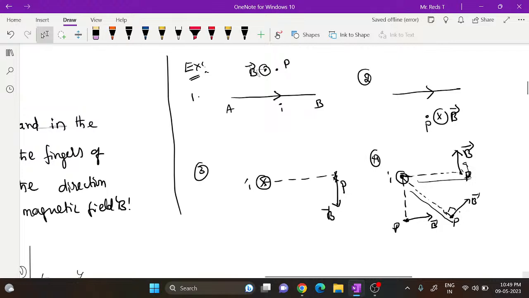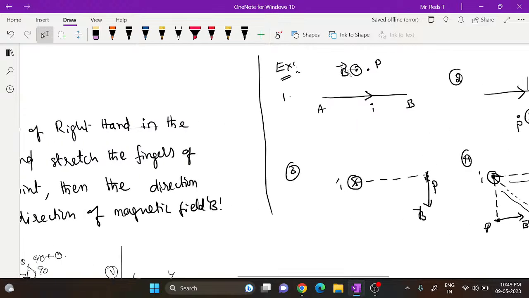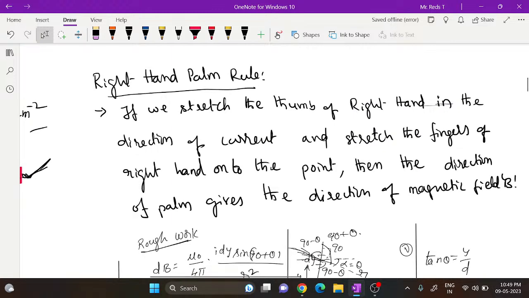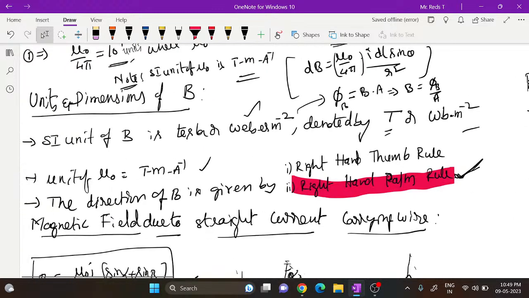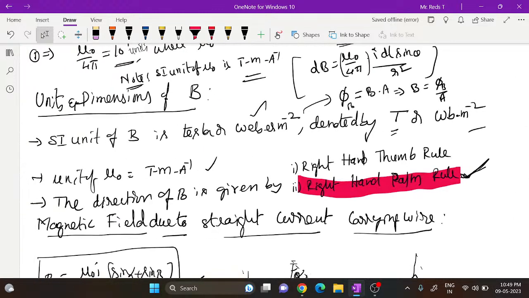Right, now let's go back to the Biot-Savart law and how to find the magnetic field in different cases. Magnetic field due to straight current carrying conductor. Magnetic field due to straight current carrying wire or conductor.